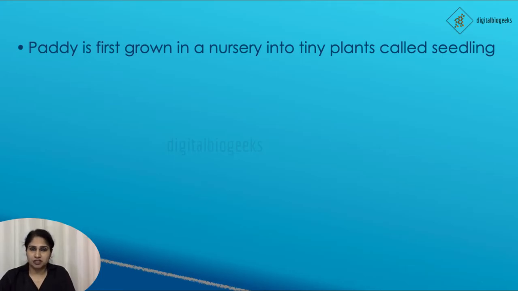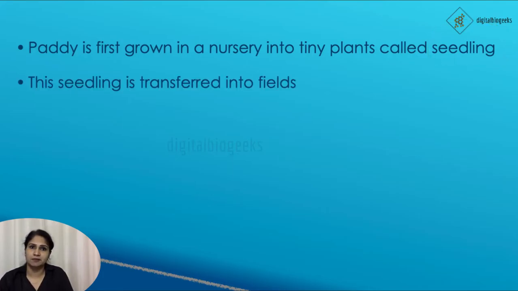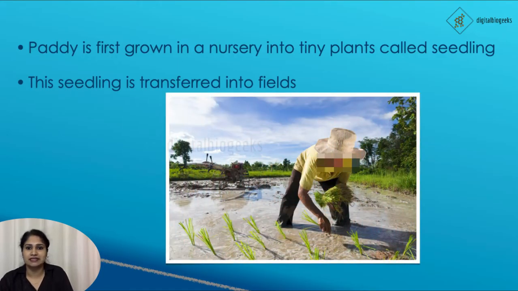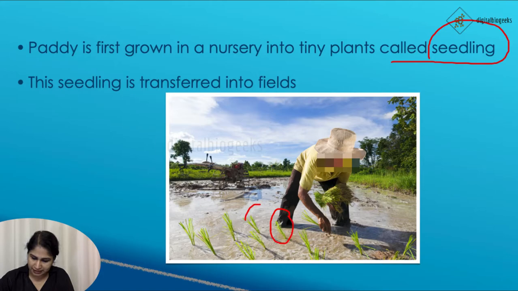Paddy is first grown in nursery into tiny plants. These tiny plants are called seedlings. Then the seedlings are transferred into the fields. Let me show you how the seedlings are transferred. Here, this one is the paddy seedling. You can see the farmer is placing this seedling into the field.